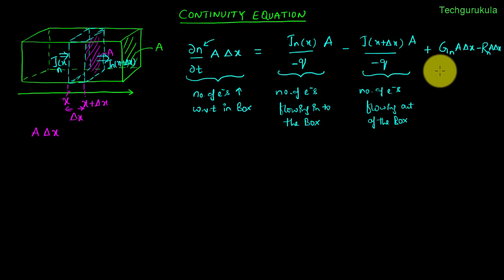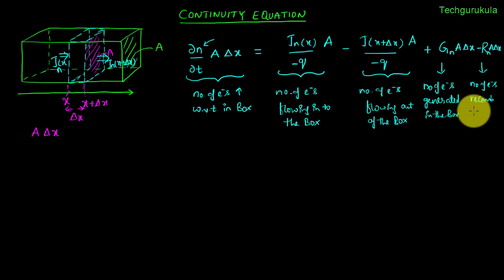Now this term can be said to be the number of electrons generated in the box, and this recombination term tells us the number of electrons recombined in the box. If the generation of electrons is greater than the recombination of electrons, then the electron number can increase in this box. So to summarize, the number of electrons with respect to time can increase in this box if the inflow of electrons is greater than the outflow of electrons, and if the generation of electrons in this box is greater than the recombination of electrons in this box.